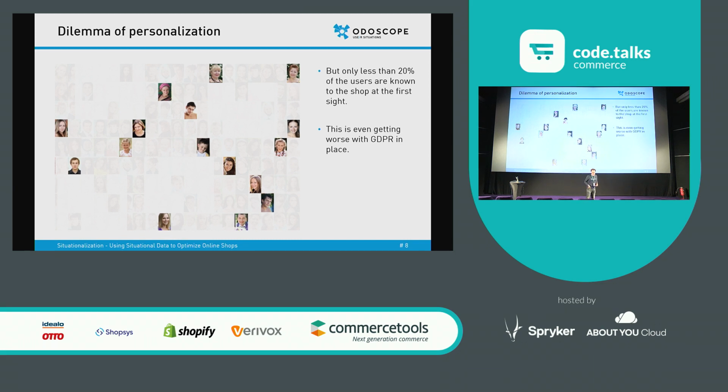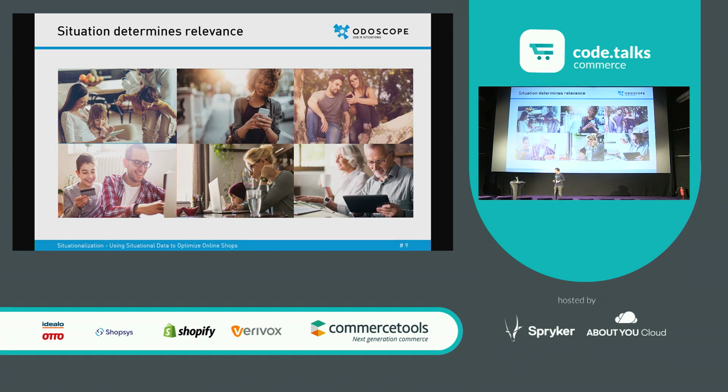And this is even getting worse with GDPR, because you need to have a consent in order to store information about them. And here is where situational data comes in, because the situation determines the relevance. If you go to an online shop on a Monday morning, sitting in a tram, driving to your work, you just look for a nice discounted product you just want to catch. On the other hand, if you sit there on a Sunday afternoon with an iPad on the couch with your loved ones and you just want to search a little bit, it's a completely different shopping behavior. So the situation defines what you're looking for.